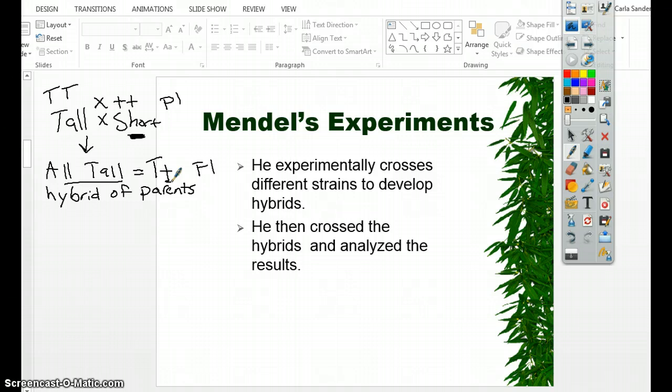And then again, he took those F1 talls and crossed them with the F1 talls, which is what he did here. He then crossed the hybrids and analyzed the results. So he took the hybrid, crossed it with another hybrid. It's a hybrid because it's a mixture of its parents. And then he analyzed those results, which he called F2. Okay, that's just a quick summary of the last lecture.